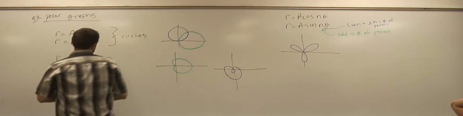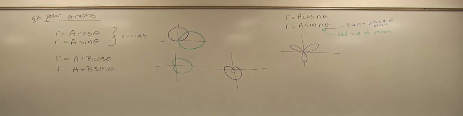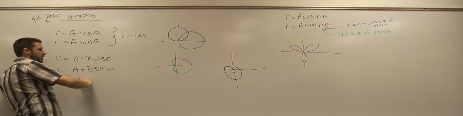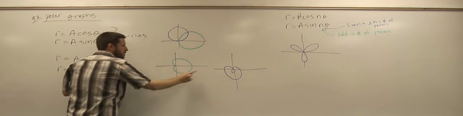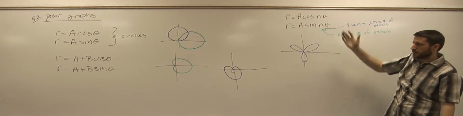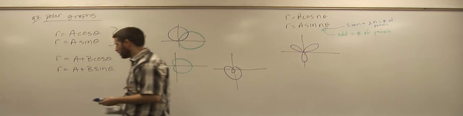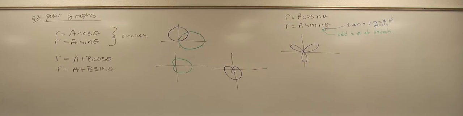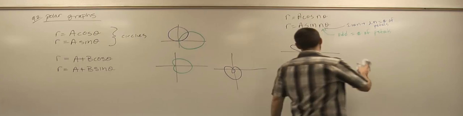I gave you pictures of all these up above, and then it has all the gory detail, which we don't really care about. Really, if you have a plus or a minus in front, that's going to tell you to expect one of these shapes. If you have a number in front of the theta, that's going to tell you to expect a rose. That's all you really need to know. But I wanted to plot a couple more, just to give you an idea of how polar graphing works. So let's do it.